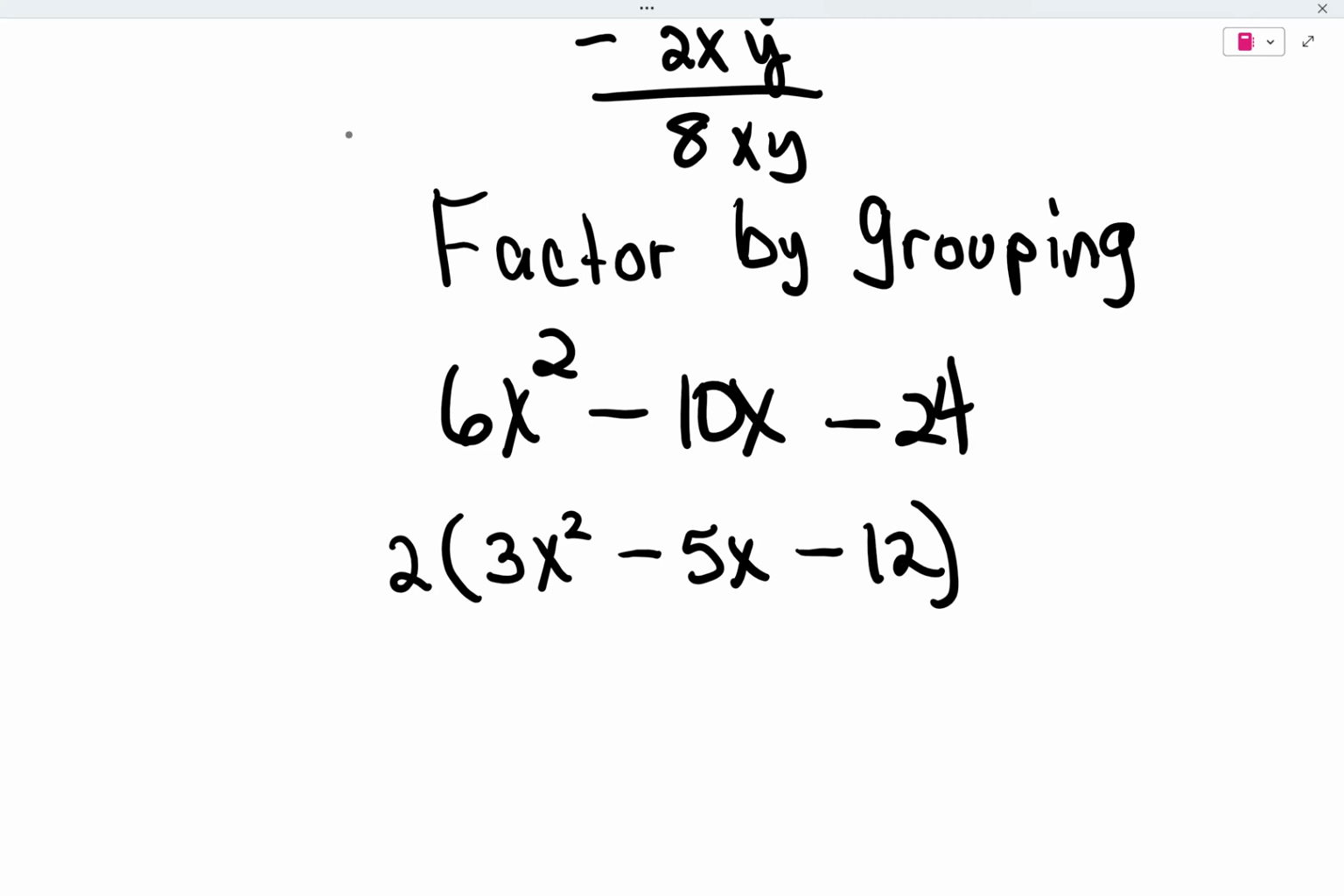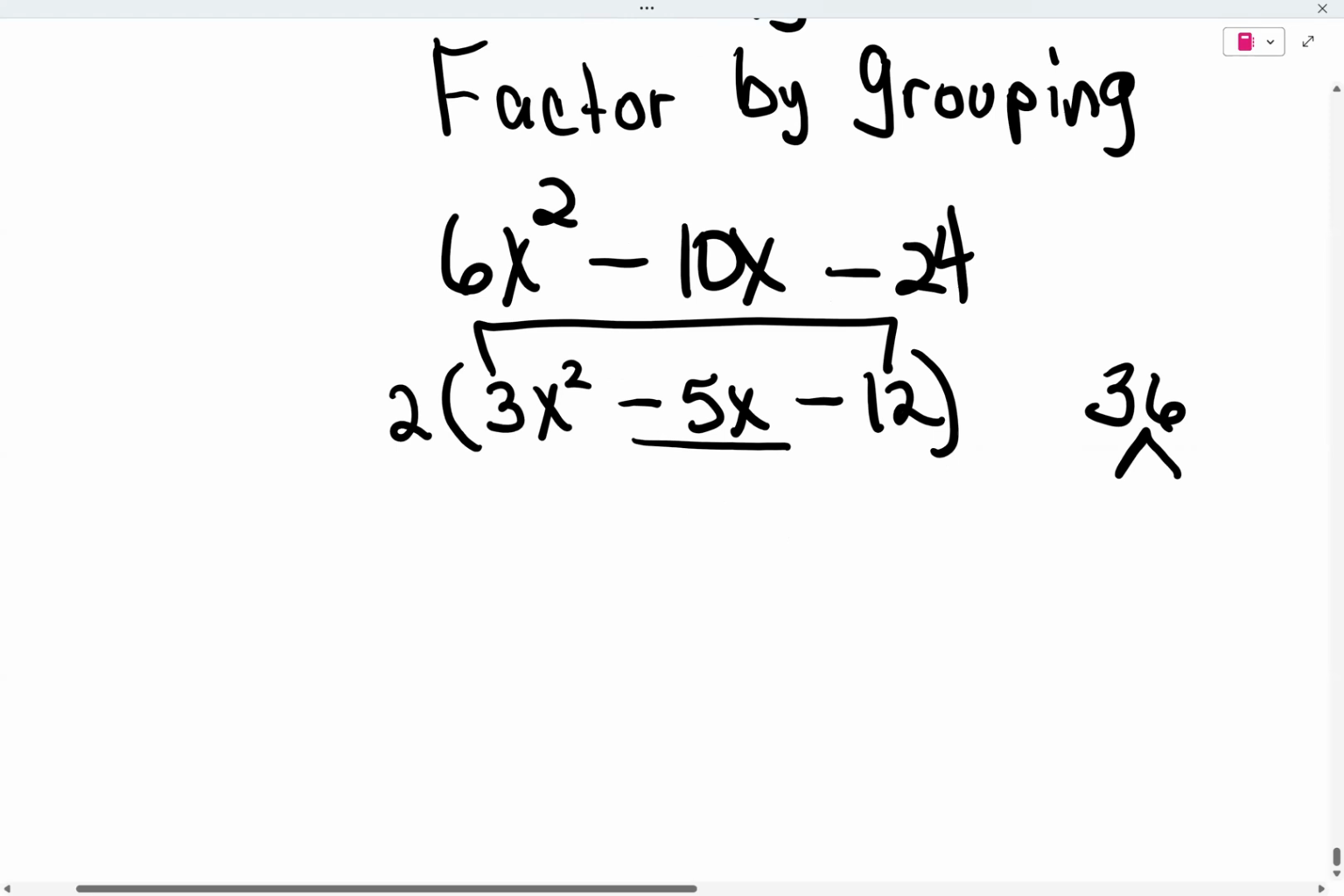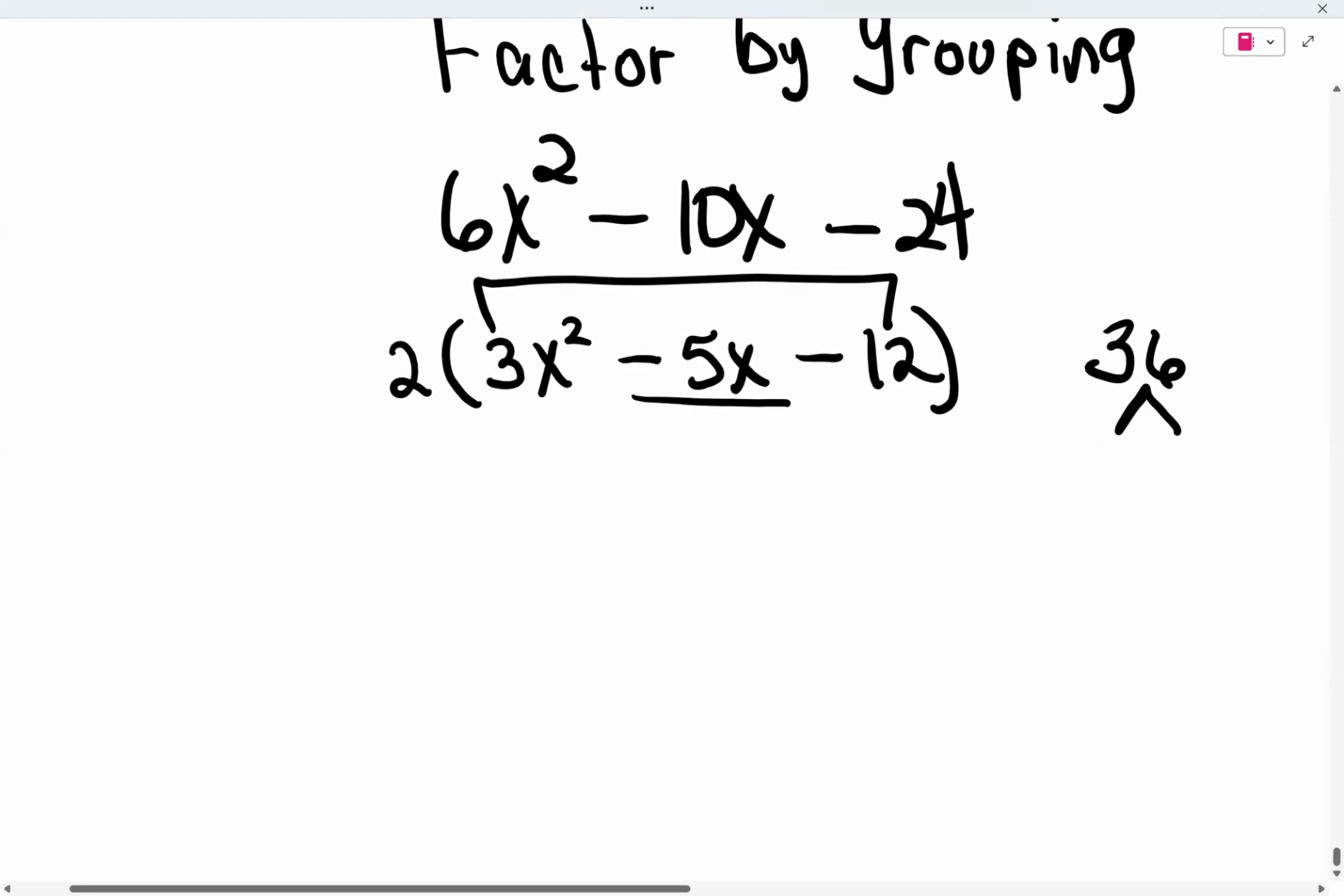You remember the AC method, where you have 3 times 12? Well, 3 times 12 is what? 36, right? What are the factors of 36? What are two factors of 36 that could potentially give us a negative 5x? 9 and 4. Yeah, I'm thinking 9 and 4.